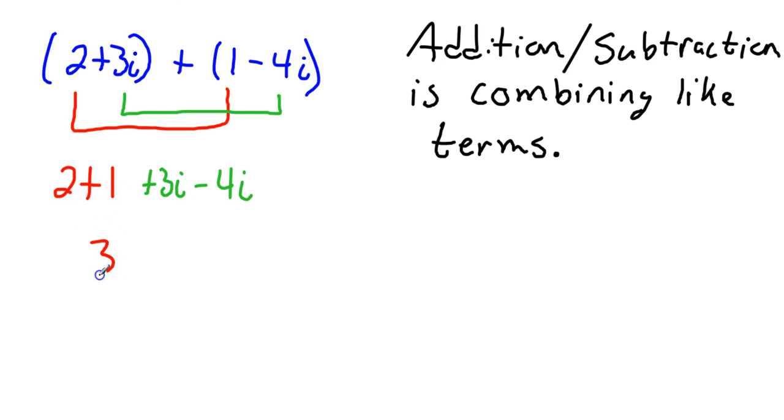So 2 plus 1 is 3. 3I minus 4I would be a negative I. I mean, you can put negative 1I, but in that case you don't have to have the 1 because it's I. So for the final answer on this one, you would just want 3 minus I.